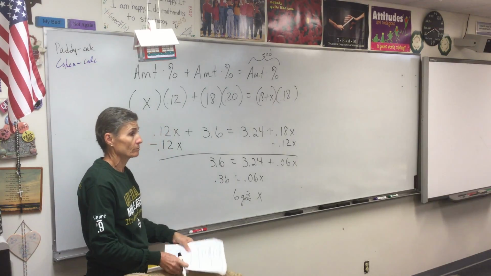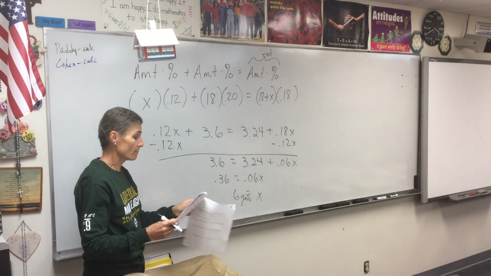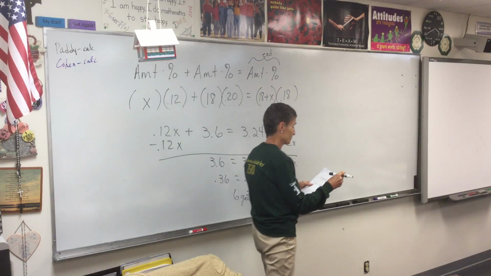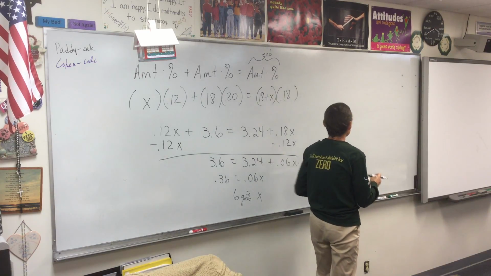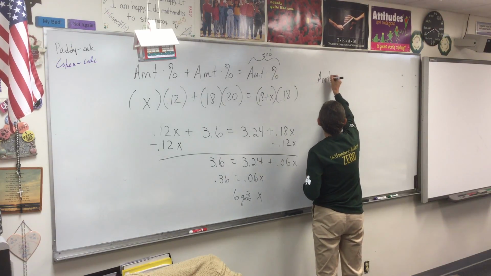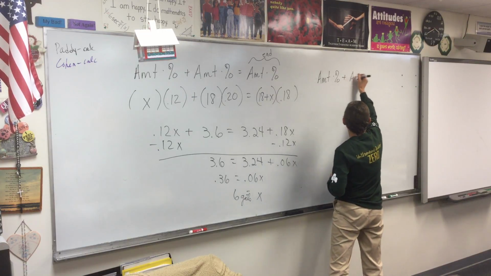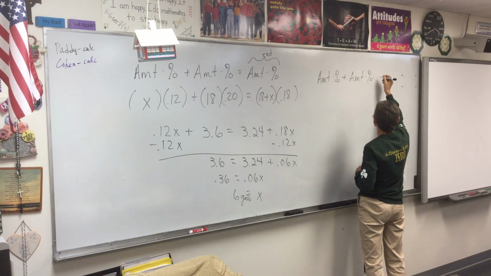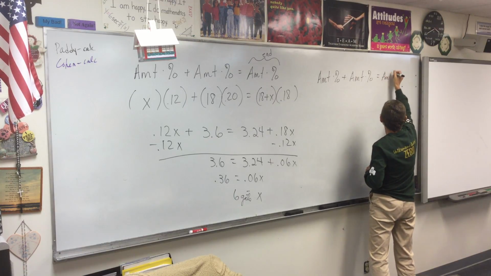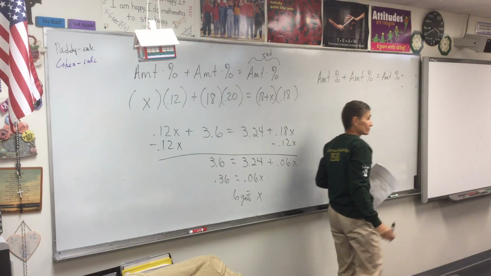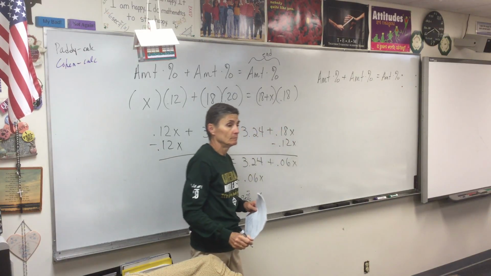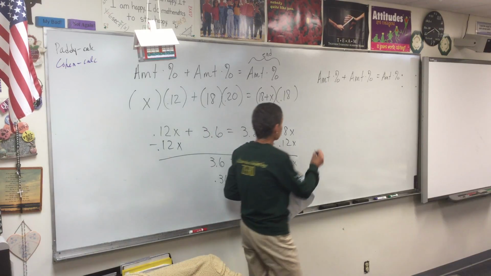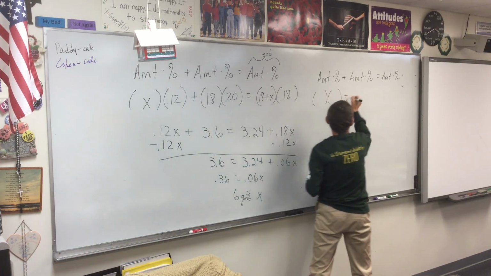Turn the page, let's try another one. This one is set up a little bit differently, but the formula is still the same. Amount times percent plus amount times percent equals amount times percent. Now, 6 numbers. Let's see if we can fill them in.